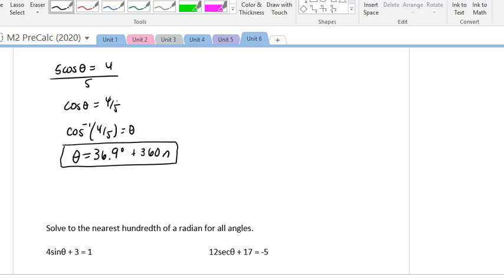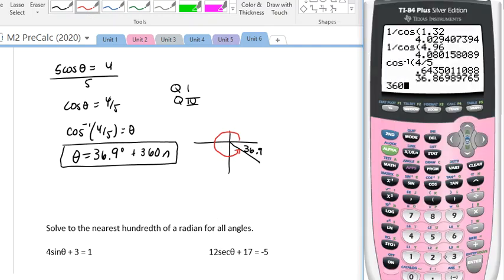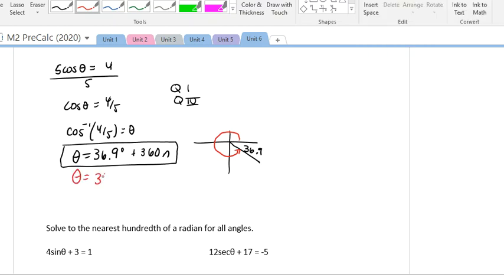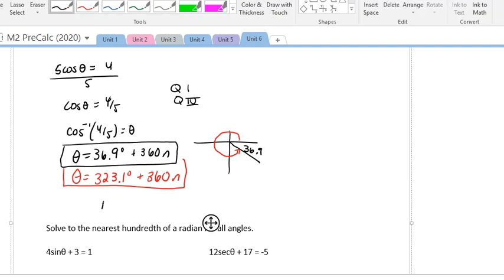Now that's my quadrant 1. Since cosine is positive, that's going to happen in quadrant 1 and quadrant 4. My quadrant 4 angle has a reference angle of 36.9. I want the angle that goes on the other side. And to find that, I'll do 360 minus 36.9. And we get theta is 323.1 degrees plus 360n. Okay, so we want to make sure that n is representing an integer.